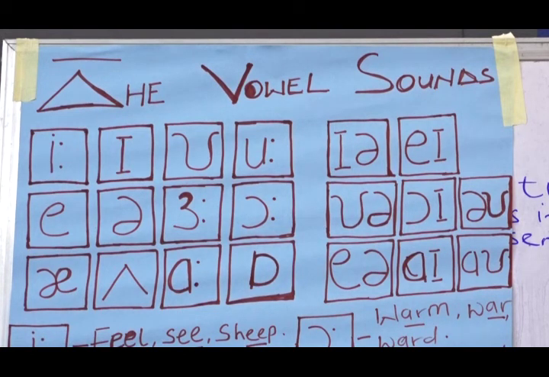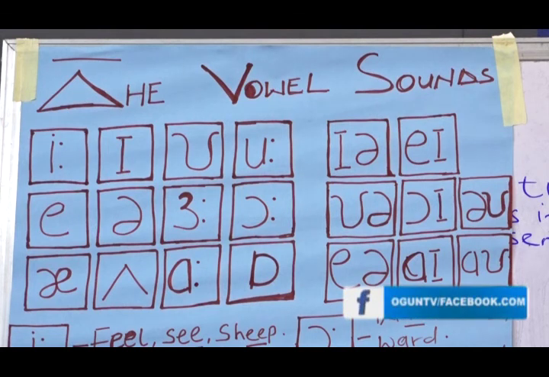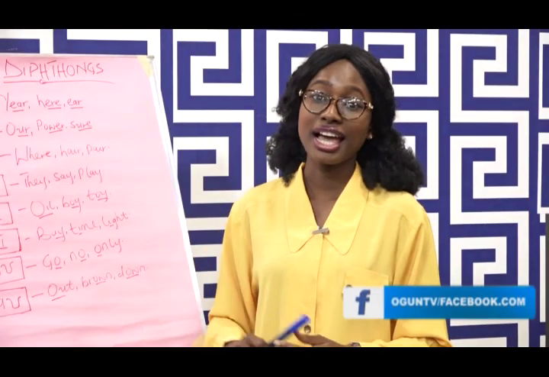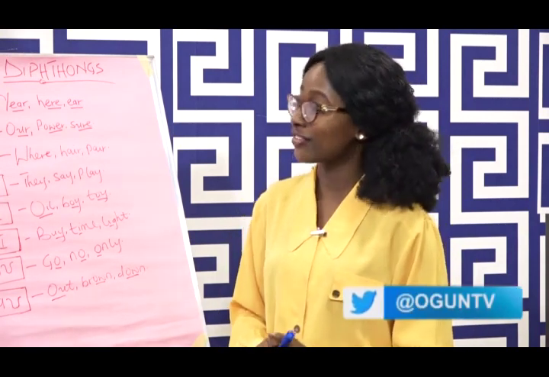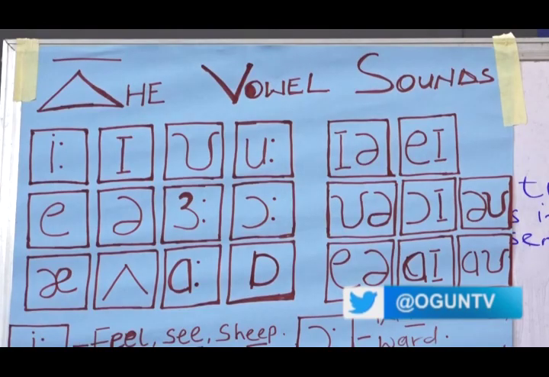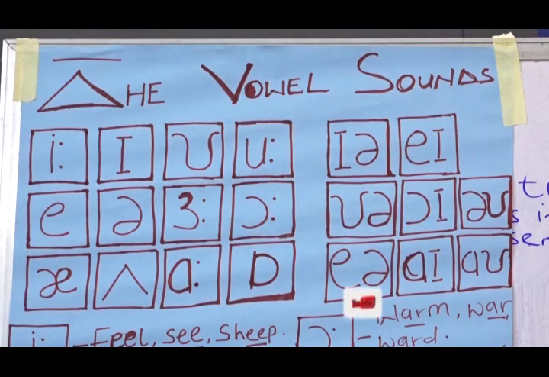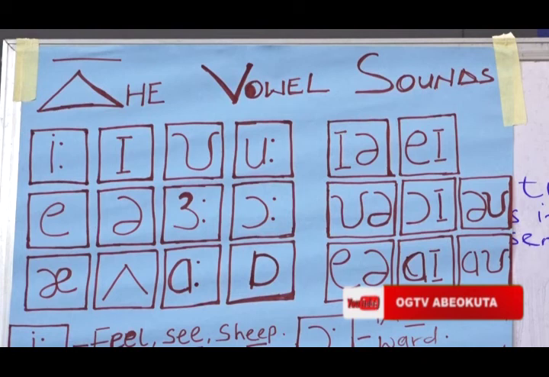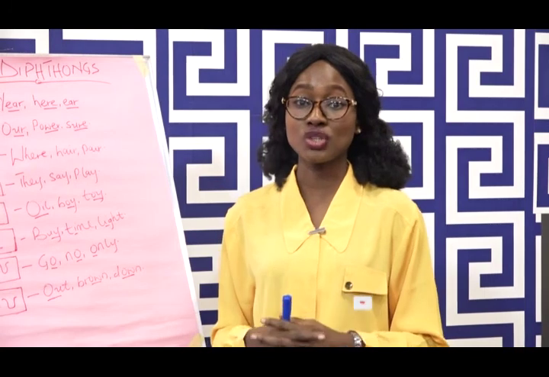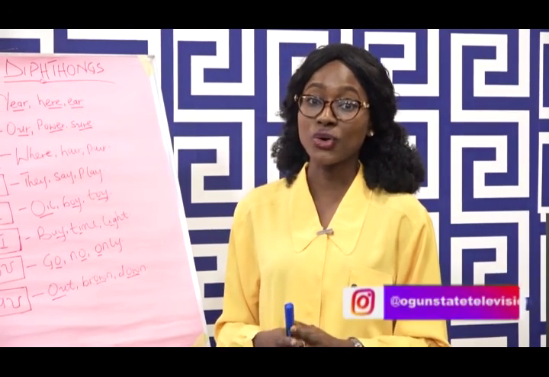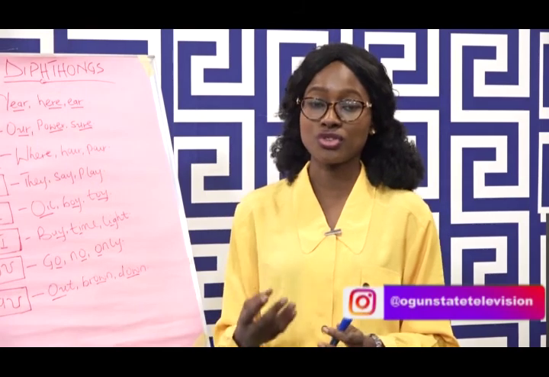Now, there are 44 sounds in the English sound system, and we have 20 vowels and 24 consonant sounds. We'll talk about consonants some other time, but for the sake of today's lesson, we're going to be treating the vowel sounds. What are vowel sounds? Vowel sounds are sounds that are produced without any restriction. That is to say, during their production, there is no restriction of air from the vocal tract.